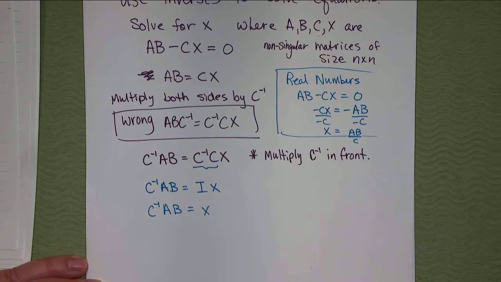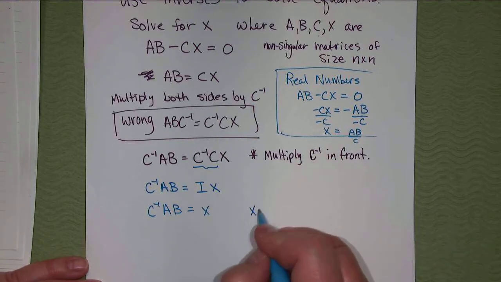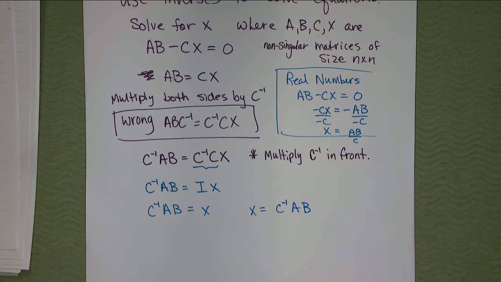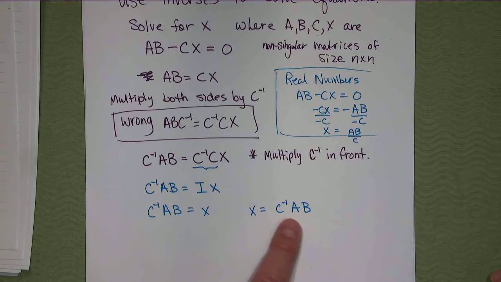So we've solved for X. X is equal to C inverse times AB. So if you had those matrices, you could find the inverse of C and multiply in front of AB in that order. C inverse times A and then multiply by B, or multiply A times B and then multiply by C inverse in the front. But you have to keep them in the right order.